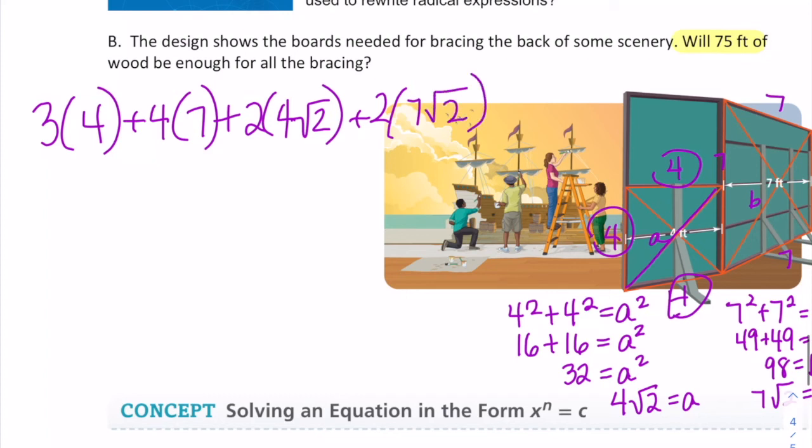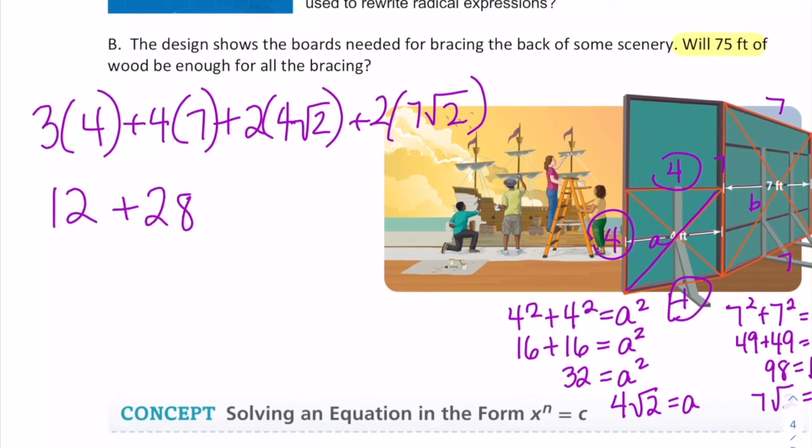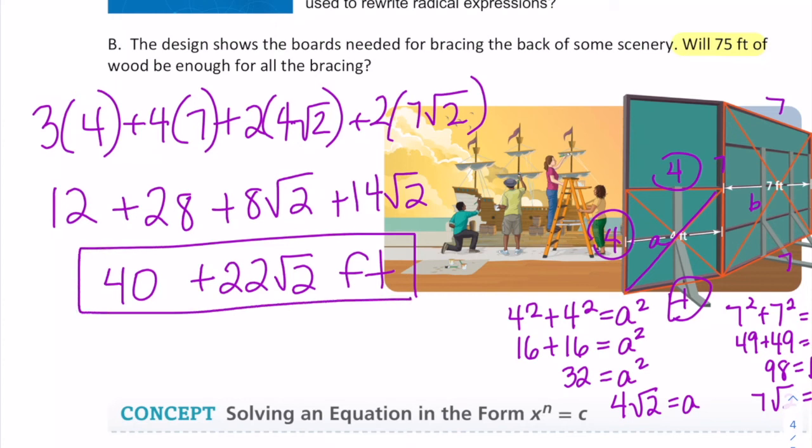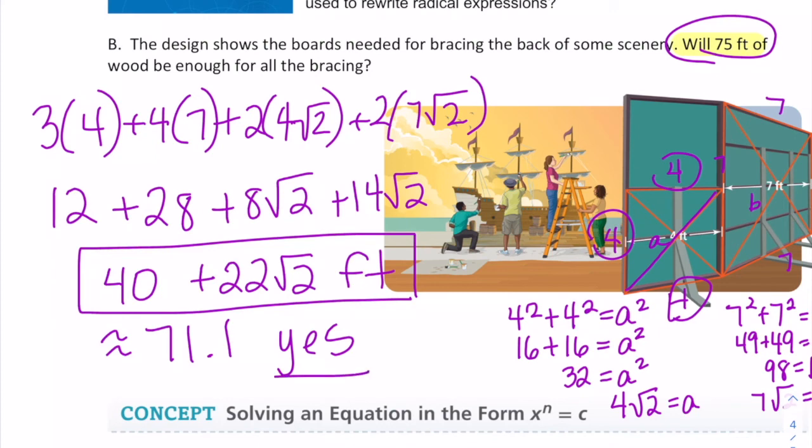All right, so we could simplify that, so that'll equal 12 plus 28 plus 8 root 2 plus 14 root 2. And combining like terms, we'll have 40 plus 22 root 2 feet. So if we were going to find that decimal value, that'd be about 71.1 feet. And we have 75 feet of wood, so yes, we will have enough.